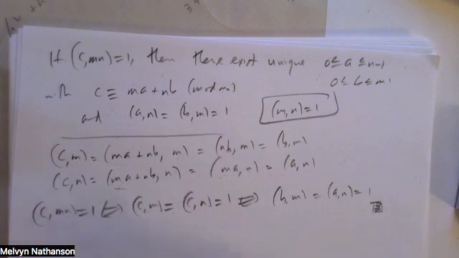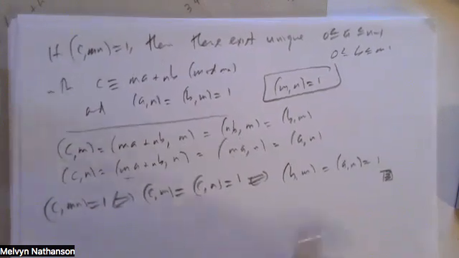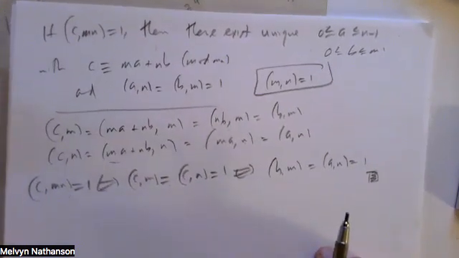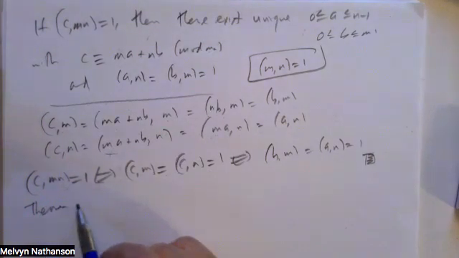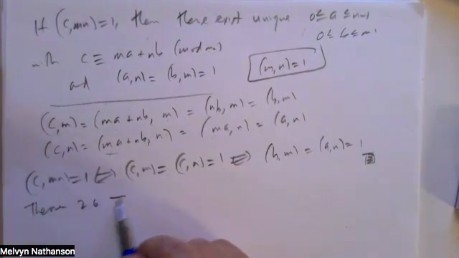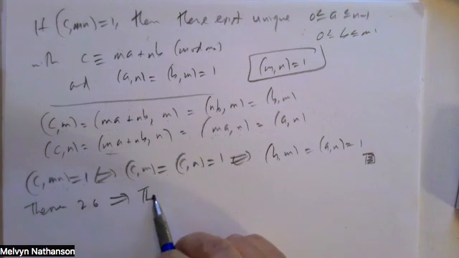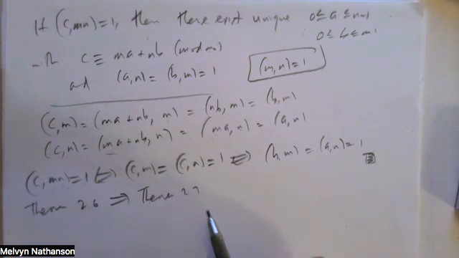So that's the proof of this theorem. And it's a hard theorem. You need to spend a lot of time trying to understand it. But this theorem implies multiplicativity. So I said what theorem 2.6 is. That's what I just wrote. And I said theorem 2.7 says that the Euler-Phi function is multiplicative. And I claim that theorem 2.6 implies theorem 2.7. So how do we prove that?